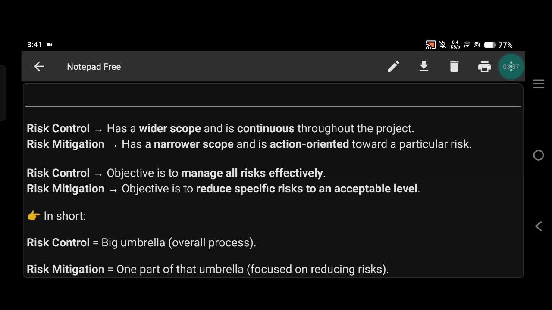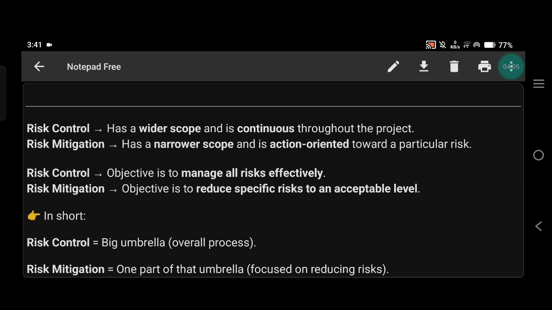Then risk control has a wider scope and is continuous throughout the project. Risk mitigation has a narrower scope and is action oriented toward a particular risk. Risk control has a wider scope and runs throughout the project, while risk mitigation has a narrower scope and is action oriented.